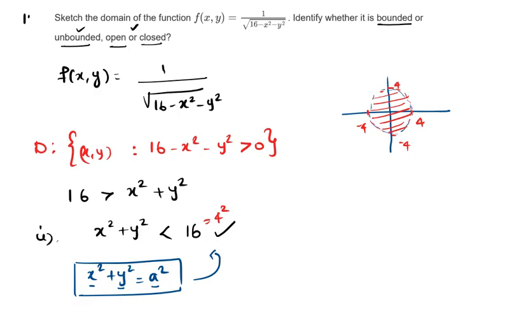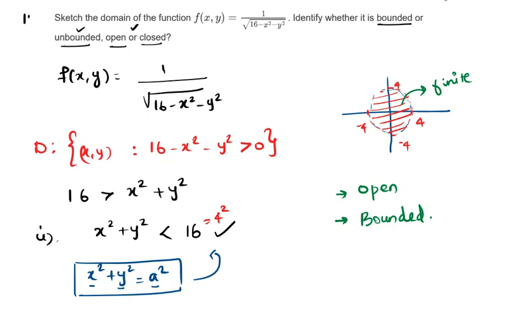So that's why we can say the region is open. To say whether it is bounded or unbounded, see, the points all lie inside the circle, right? And it is finite. It has a range which is inside, okay? So we can say it is bounded.